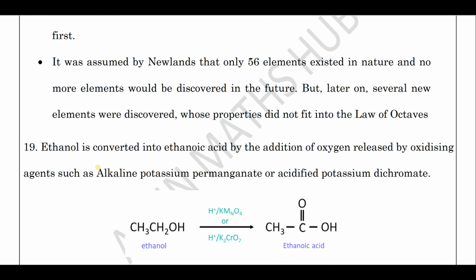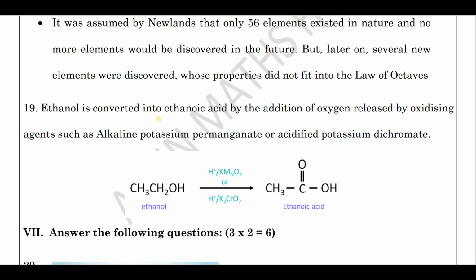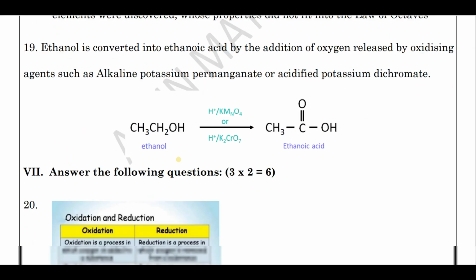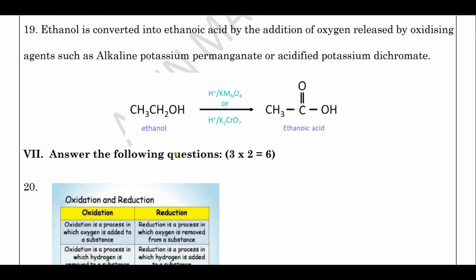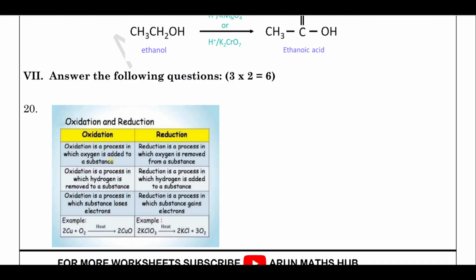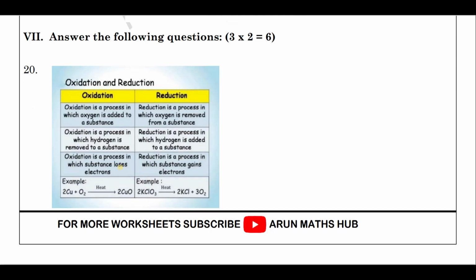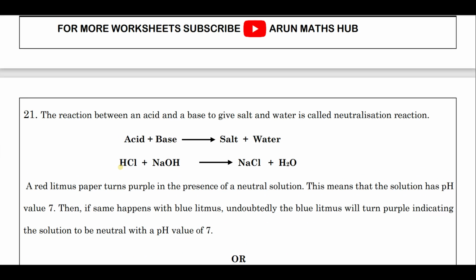19th question. How can ethanol be converted to ethanoic acid? Ethanol is converted to ethanoic acid by addition of oxygen, released by oxidizing agents such as alkaline potassium permanganate or acidified potassium dichromate. Difference between oxidation and reduction. Oxidation is a process where oxygen is added to a substance. Reduction is a process where oxygen is removed from a substance. Example you can write.